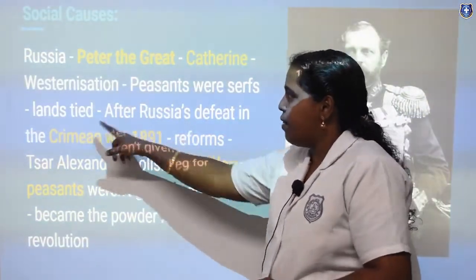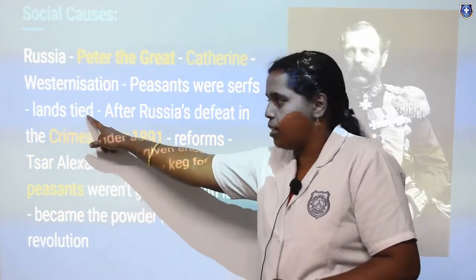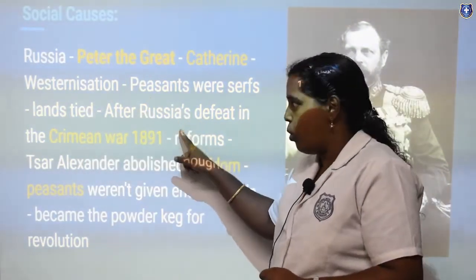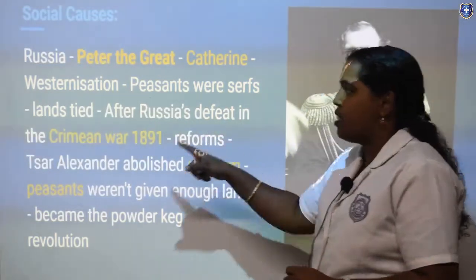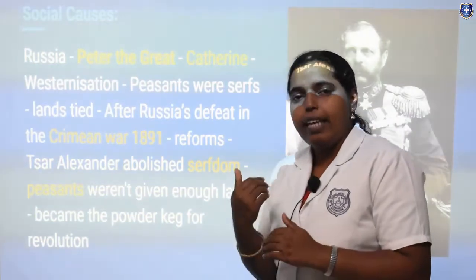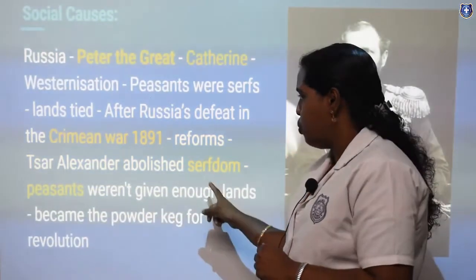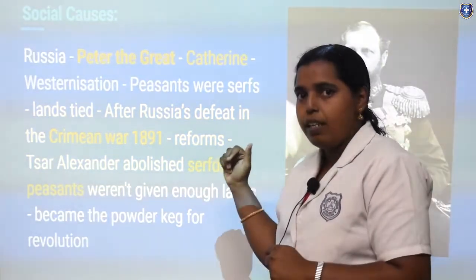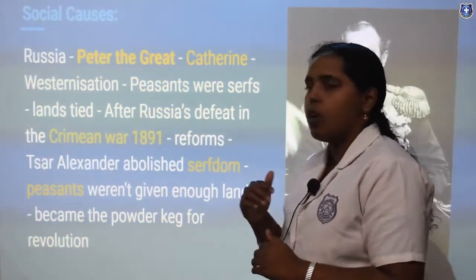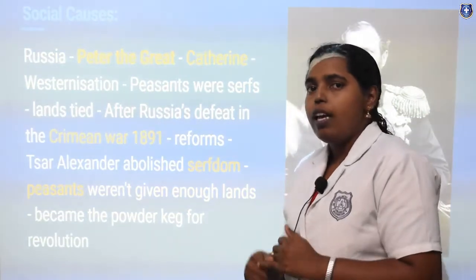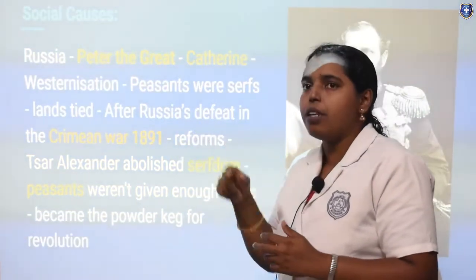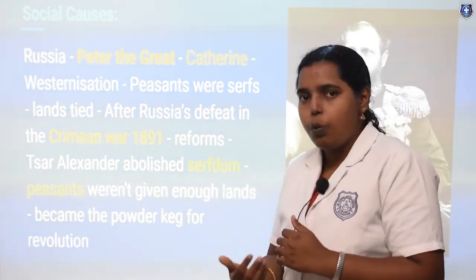So peasants were serfs, tied to lands. They were given certain lands, and certain lands were under the control of these wealthy owners also. After Russia's defeat in the Crimean War, Russia was thinking of annexing Manchuria from Japan, and Japan was having a war with Russia. Russia was defeated in that war, and finally Russia had so many losses that it created anger among the peasants. Peasants were revolting against it.